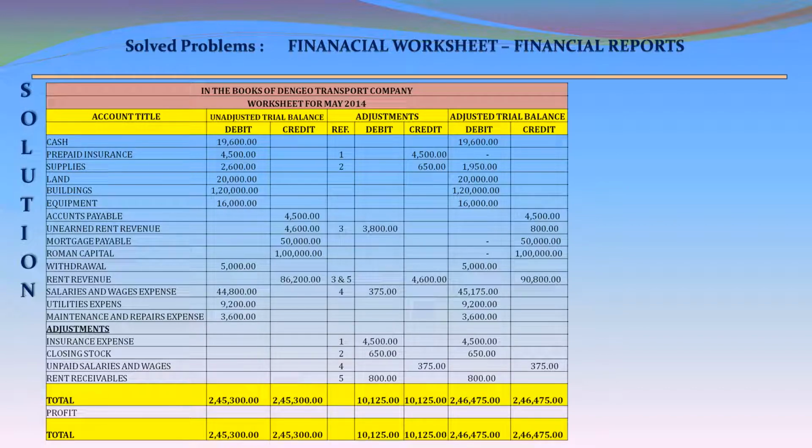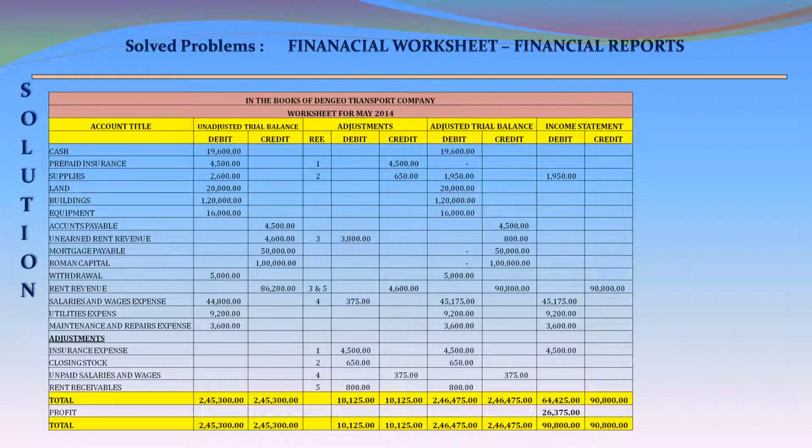Debit. Insurance expense 4,500 debit. Closing stock 650 debit. Unpaid salaries and wages 375 credit. Rent receivable 800 debit. Total debits of the adjusted trial balance is 246,475. Total credits of the adjusted trial balance is 246,475. Now let us prepare the income statement.